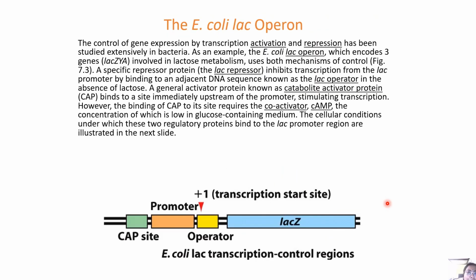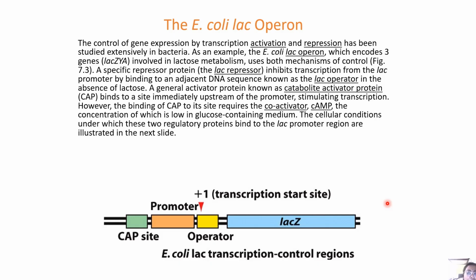If we talk about the E. coli lac operon, the control of gene expression by transcription, activation and repression has been studied extensively in bacteria. As an example, the E. coli lac operon, which encodes 3 genes, lacZYA, involved in lactose metabolism, uses both mechanisms of control. A specific repressor protein, the lac repressor, inhibits transcription from the lac promoter by binding to an adjacent DNA sequence known as the lac operator in the absence of lactose.